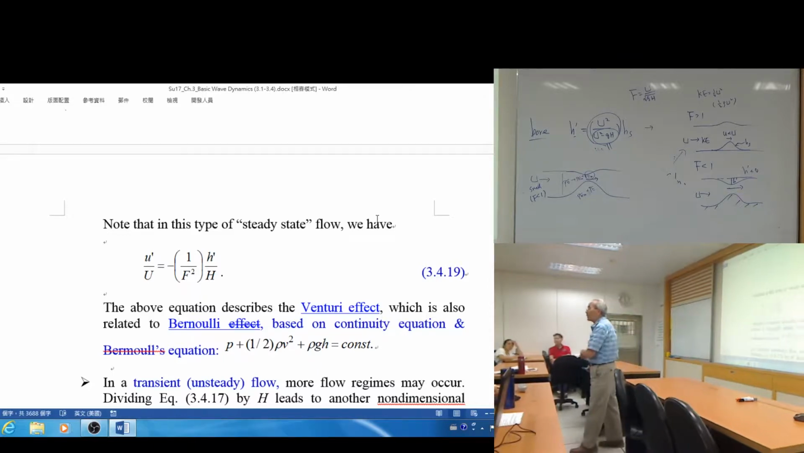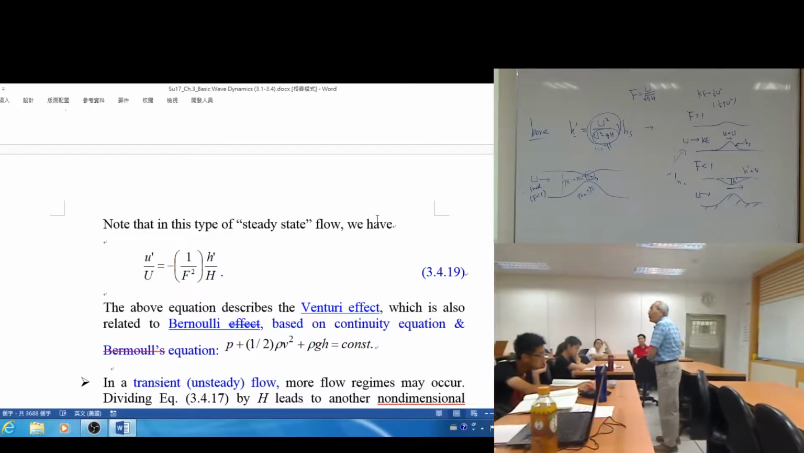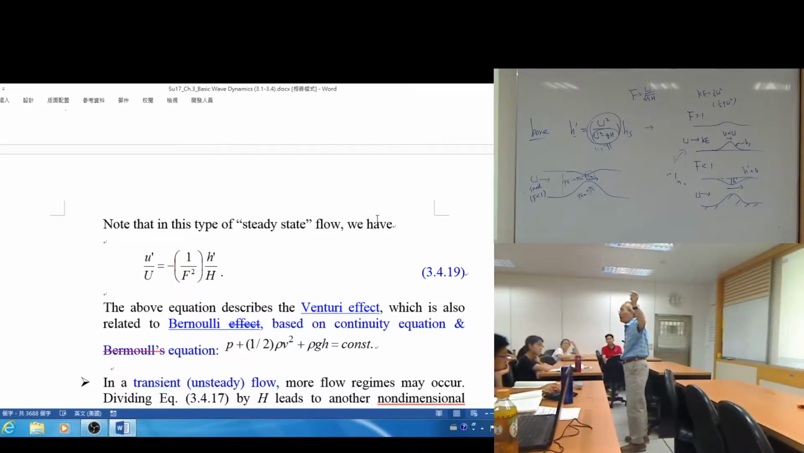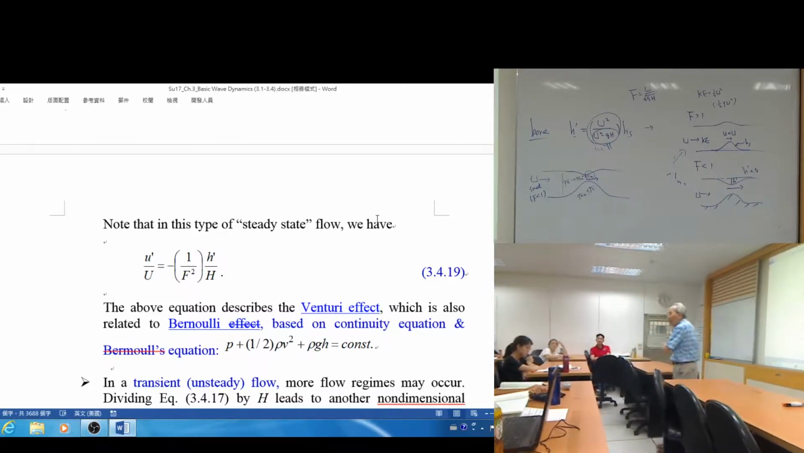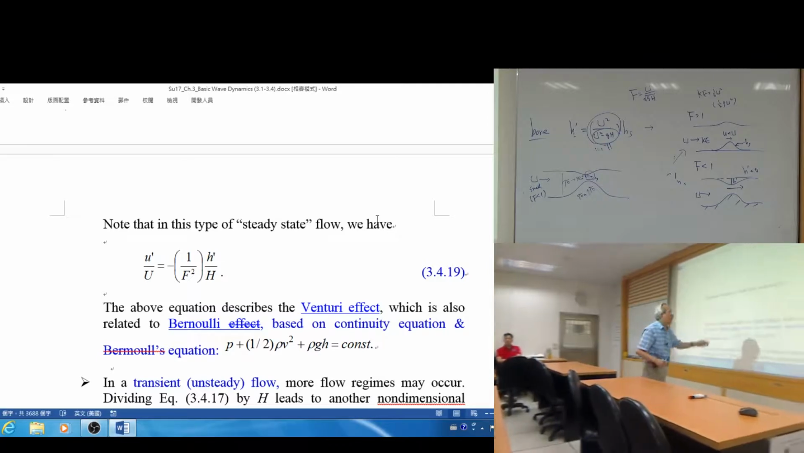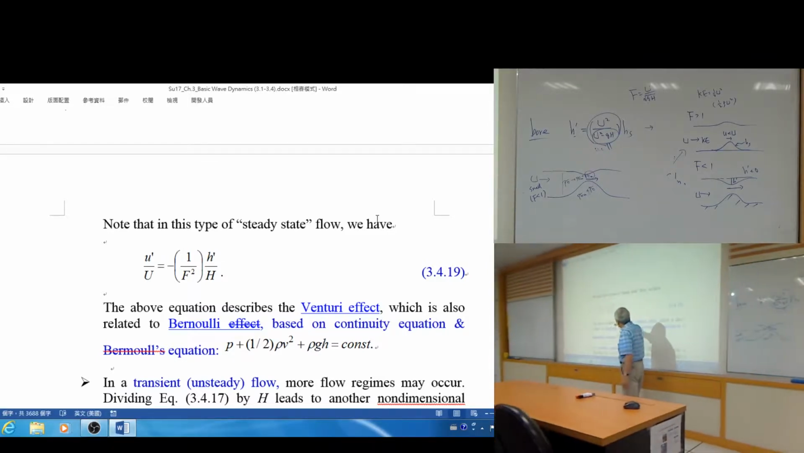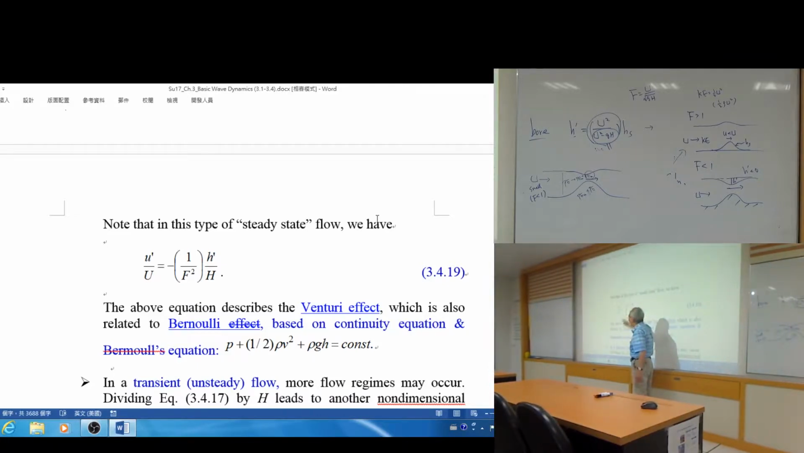Sometimes they prefer to hire left-handed pitchers, because the spin is different and it is difficult for the batter to hit it. Anyway, that's related to the Bernoulli effect, and here it's called the Venturi effect.